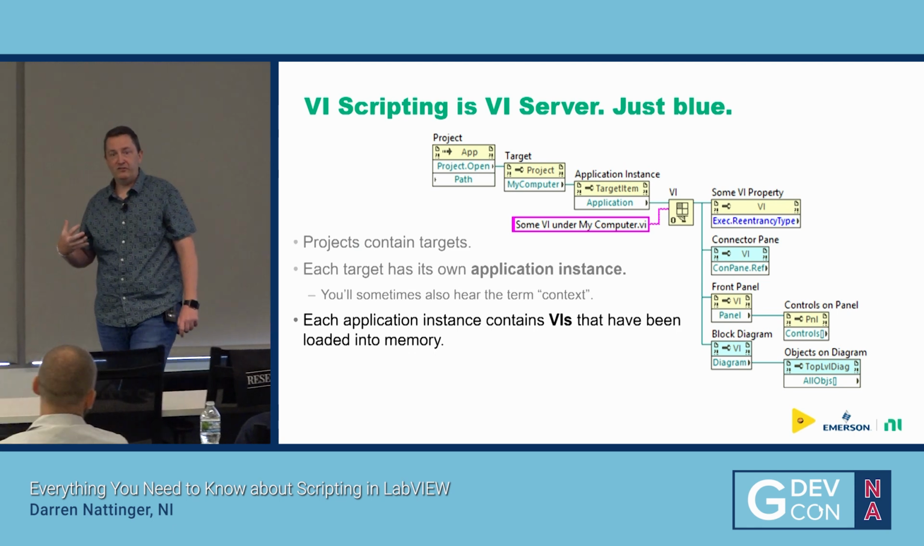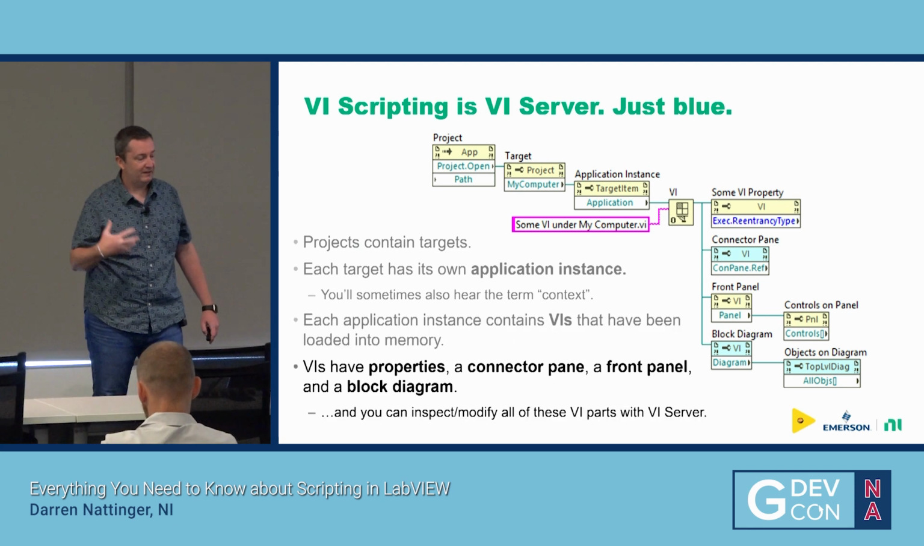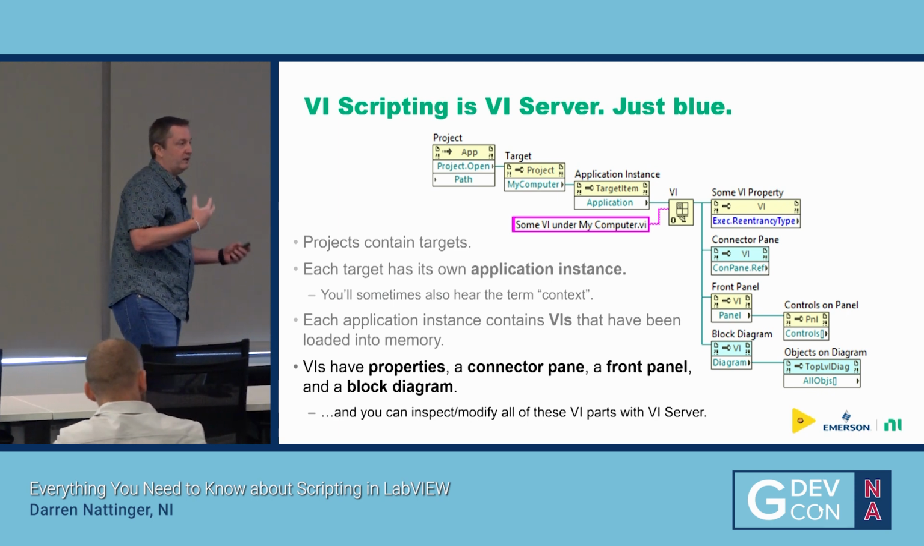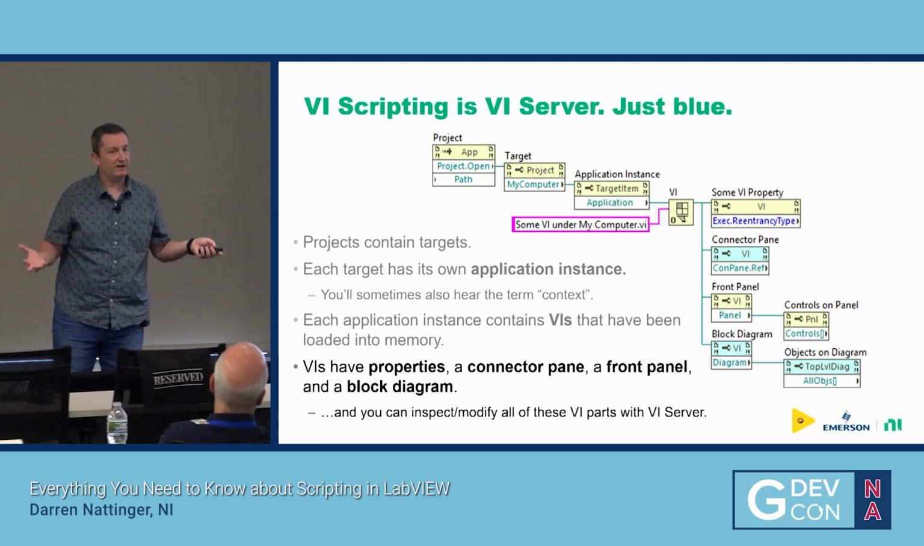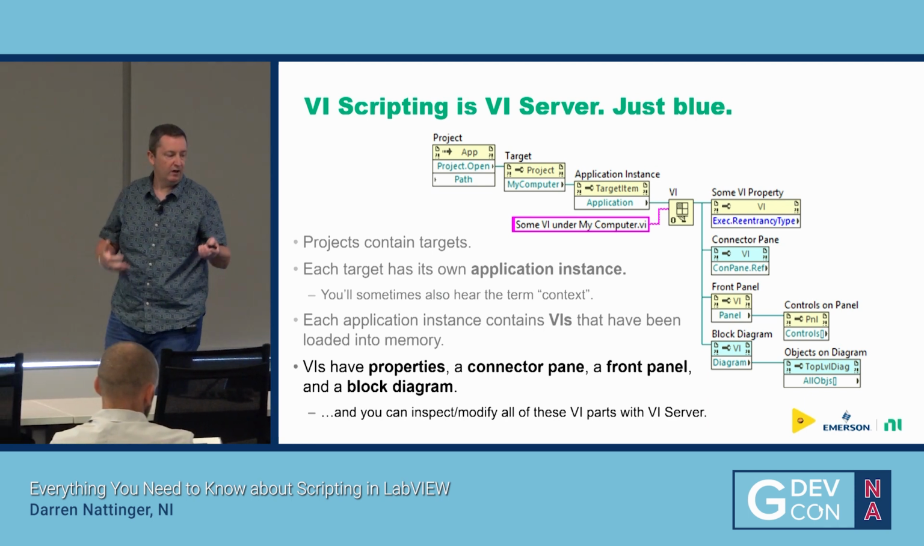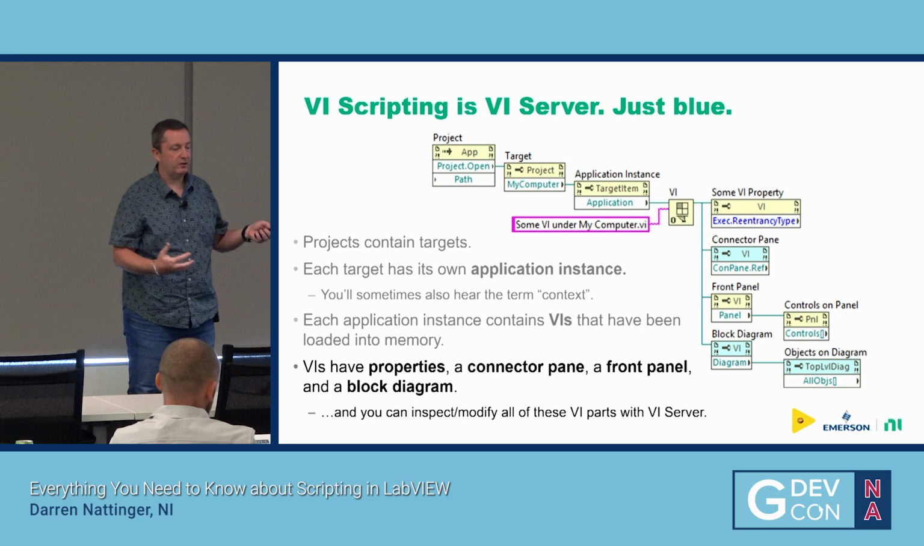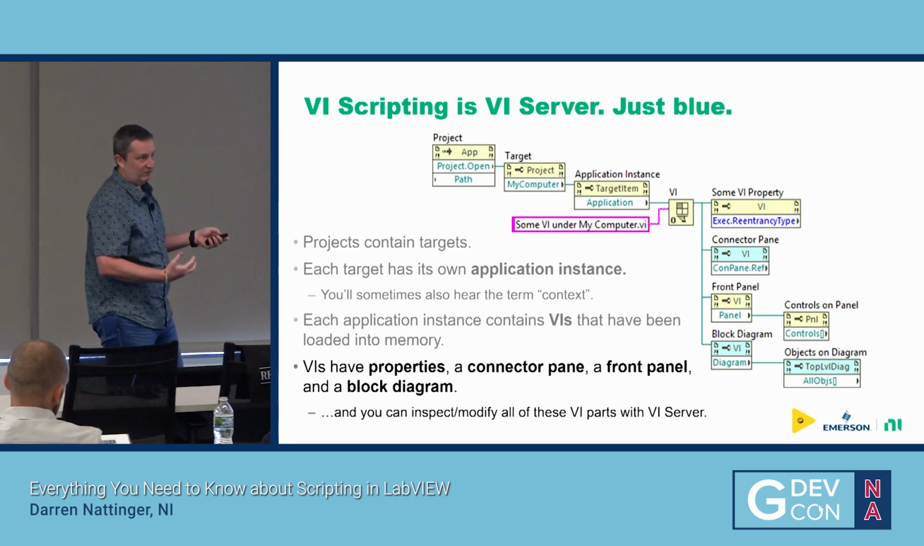Inside the application instances, we have a bunch of VIs. Each VI has properties, a connector pane, a front panel, a block diagram. That's all illustrated in the block diagram code that you see on the slide. We are starting with a project. We're getting the My Computer target. We're getting the application instance of the My Computer target.